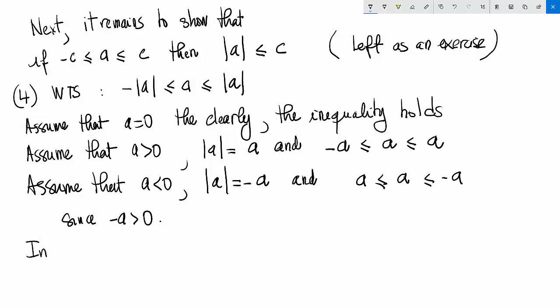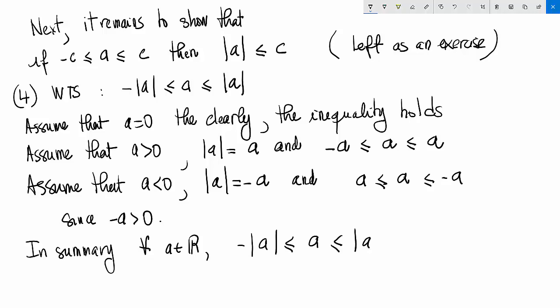So in summary, we have that for any real number A, this is what I mean, this holds true. Okay. All right.